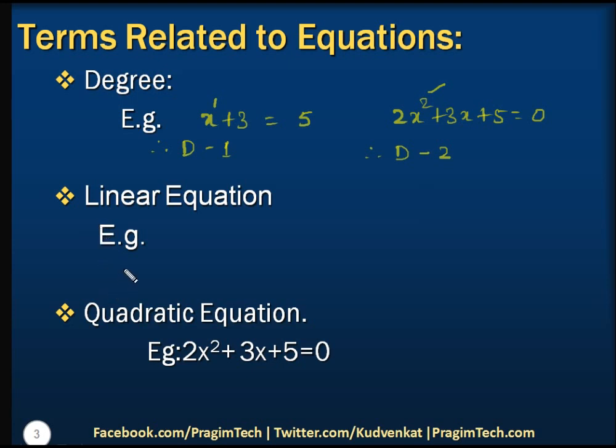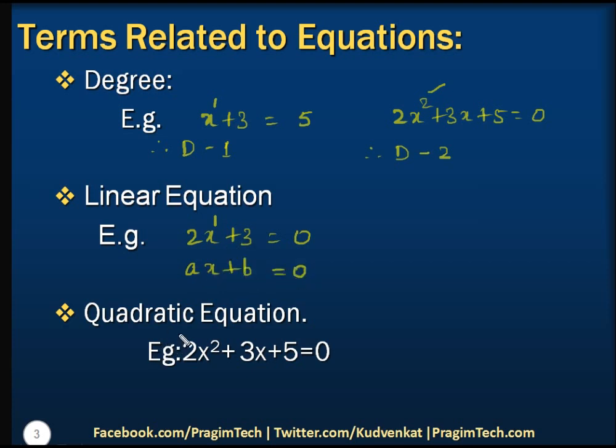Now let's see what is a linear equation. If the variable power is 1, then it is called a linear equation. For example, 2x + 3 = 0. Here variable x power is 1, so it is called a linear equation. So the general representation of a linear equation is ax + b = 0.